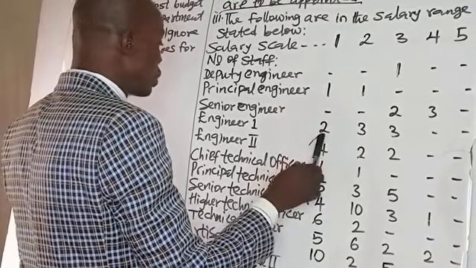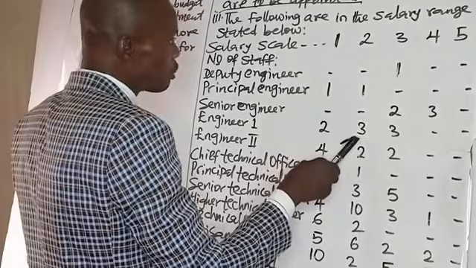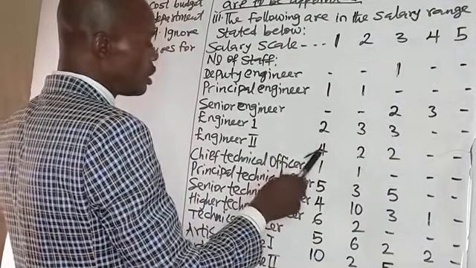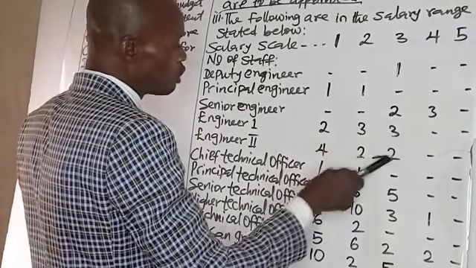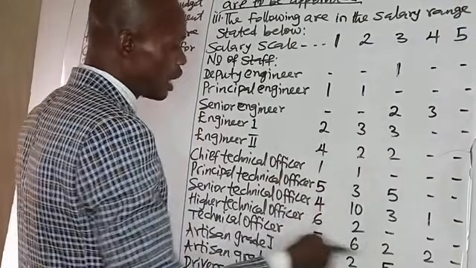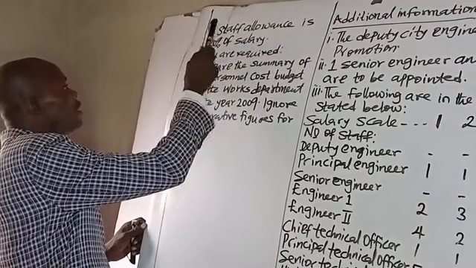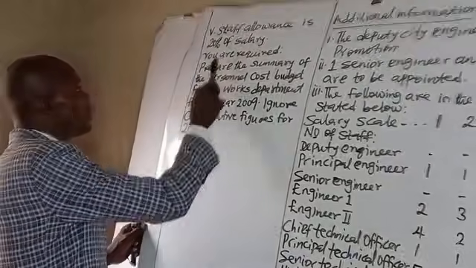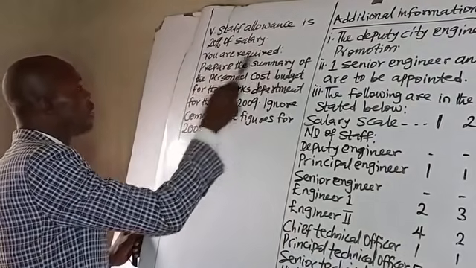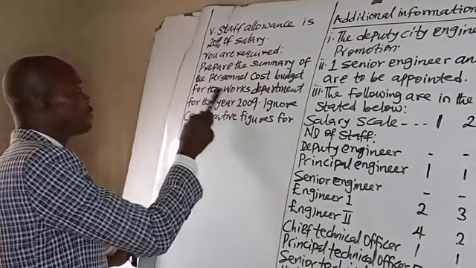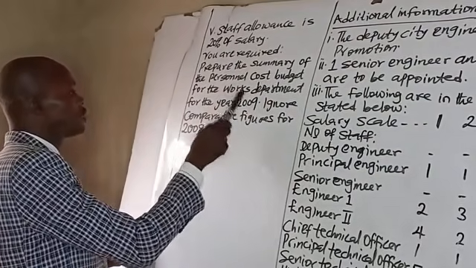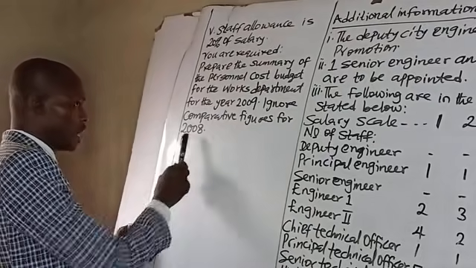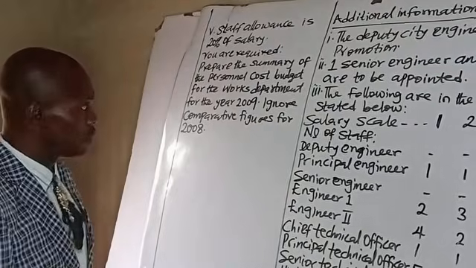So those in step 1 here will move to step 2. Those in step 2 will move to step 3. Those in step 3 will move to step 4. These people will move to step 2. This one will move to step 3, and this one will move to step 4 in that order. Note 5. Staff allowance is 20% of salary. You are required to prepare the summary of the personnel cost budget for the works department for the year 2009. Ignore comparative figures for 2008. Now let's have the solution.